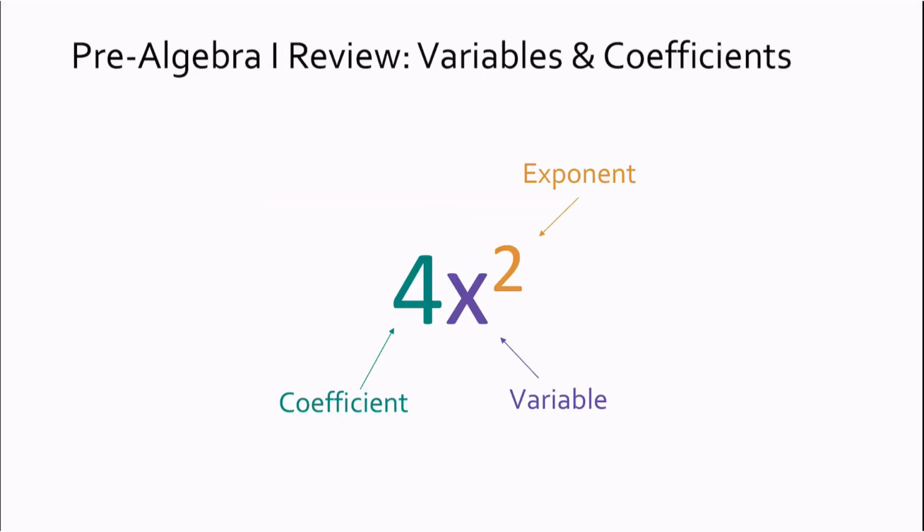So when we're looking at a variable, we have these different parts. So the 4 here is a coefficient, the x is a variable, and the 2 is the exponent. So this 4 is multiplying this x, and this 2 is saying that we have the x times itself.